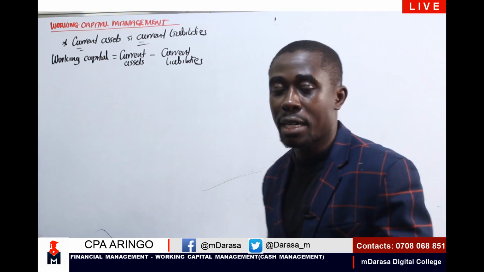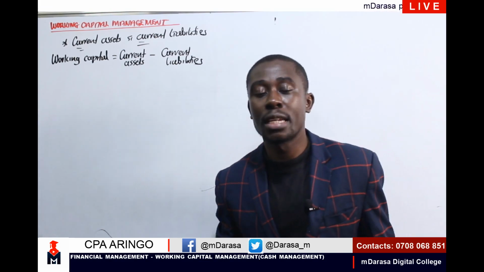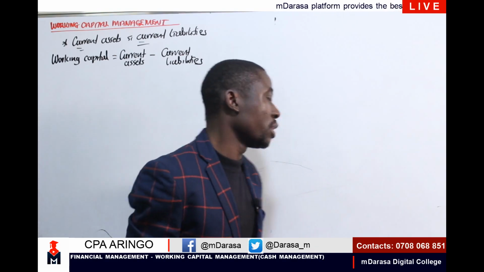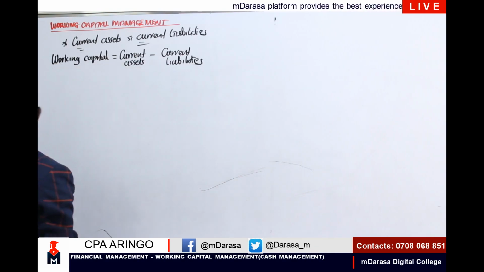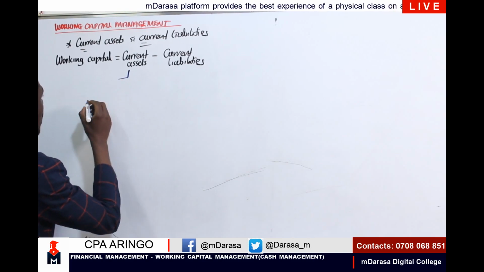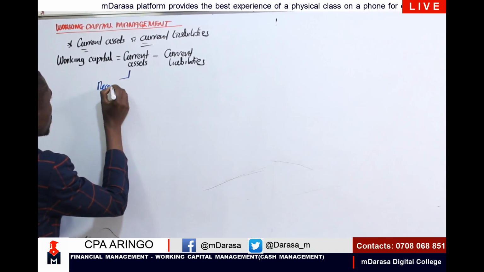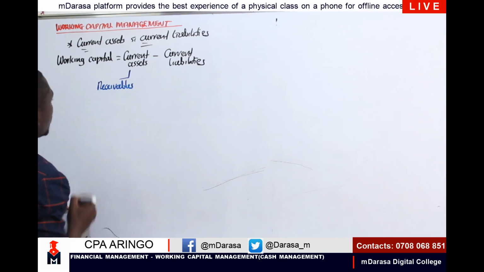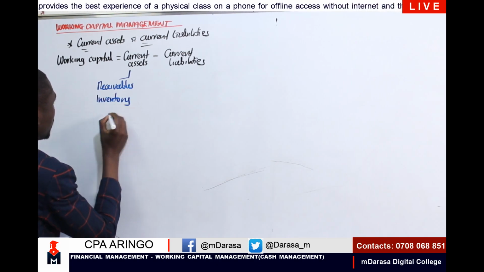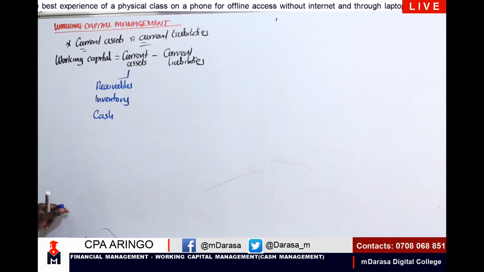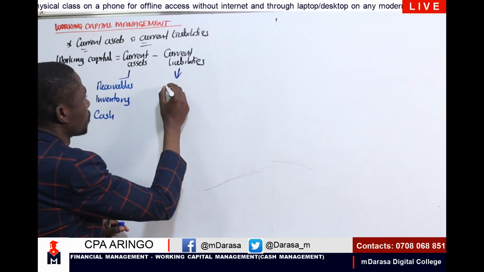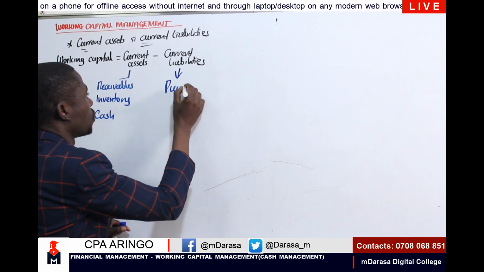So we want to look at ways that we can effectively manage our current assets and current liabilities. We'll be looking at the following items in managing our working capital. Anytime you're talking of current assets, the key elements are receivables, inventory, and cash, the main items of current assets. Whereas under current liabilities, mainly we will be talking of payables.